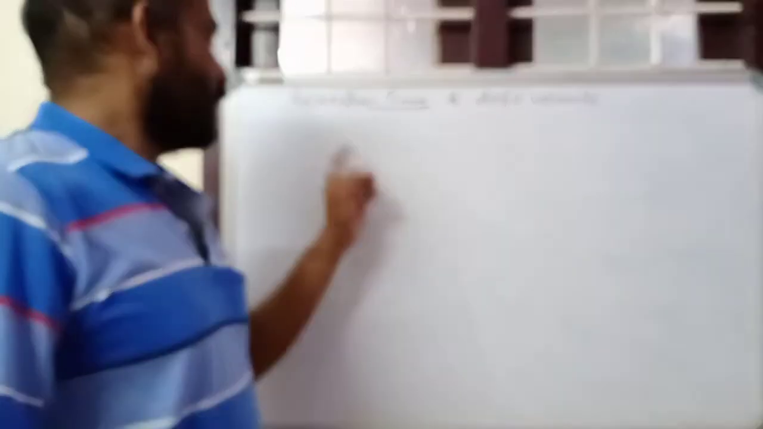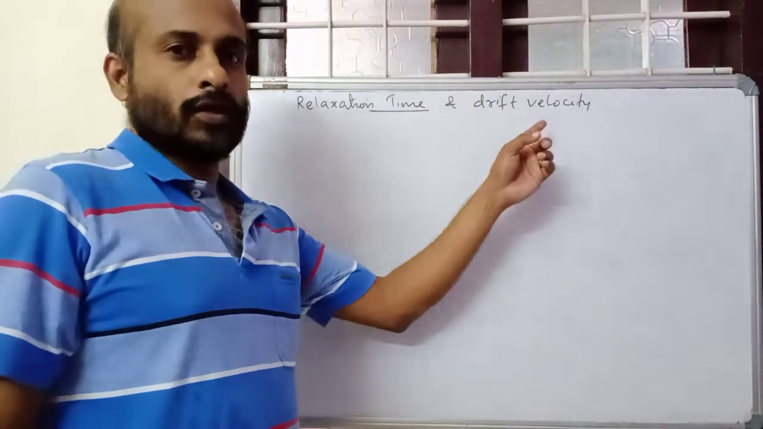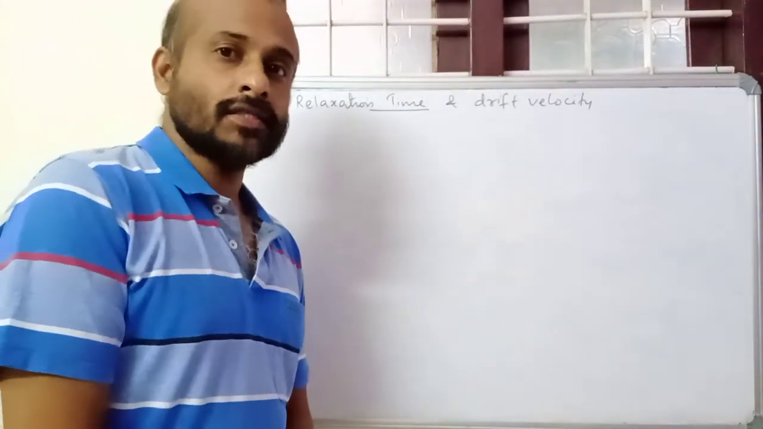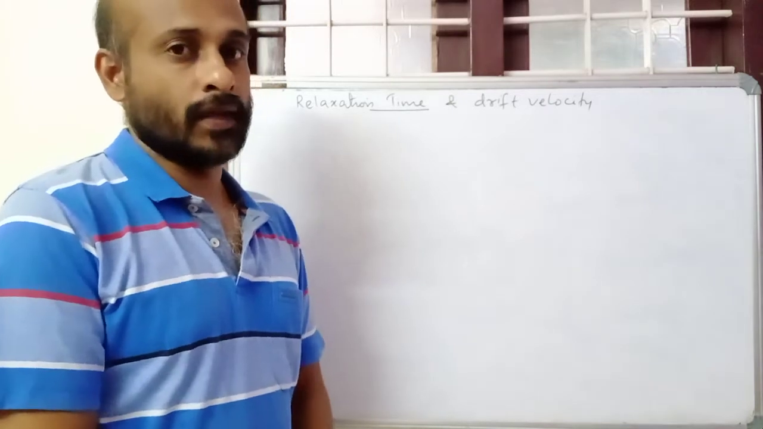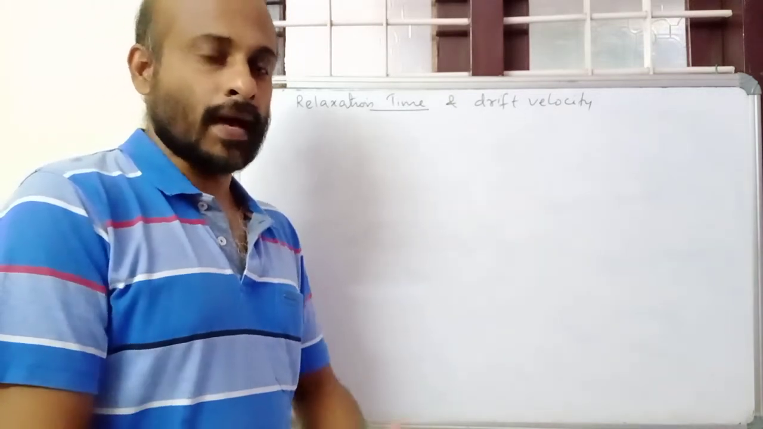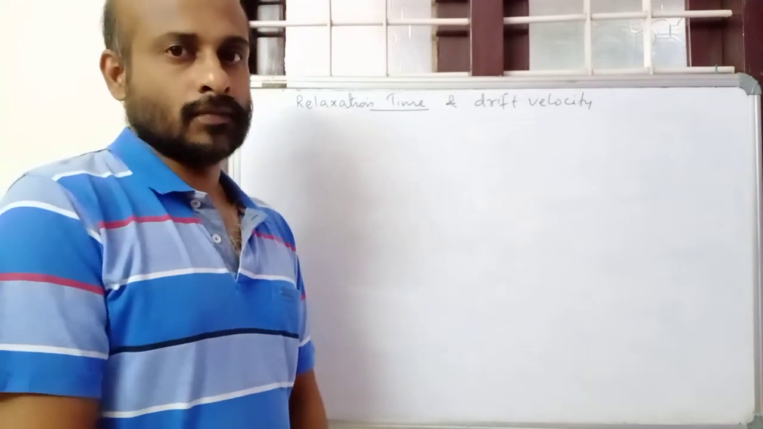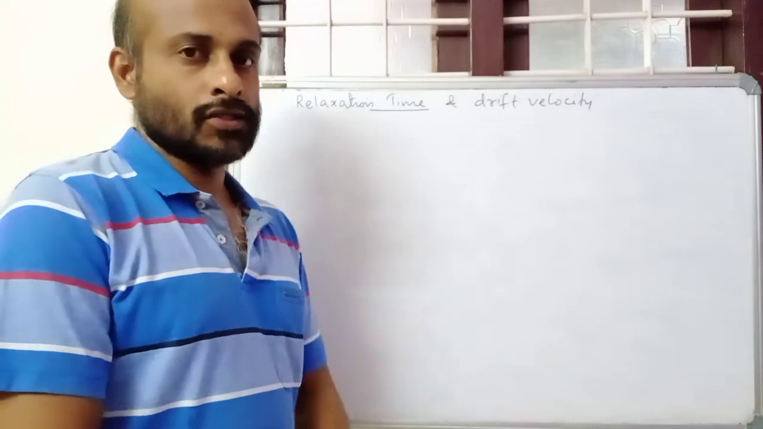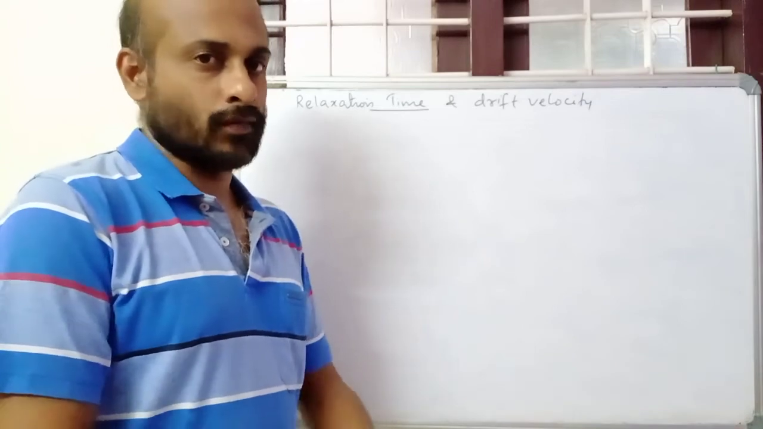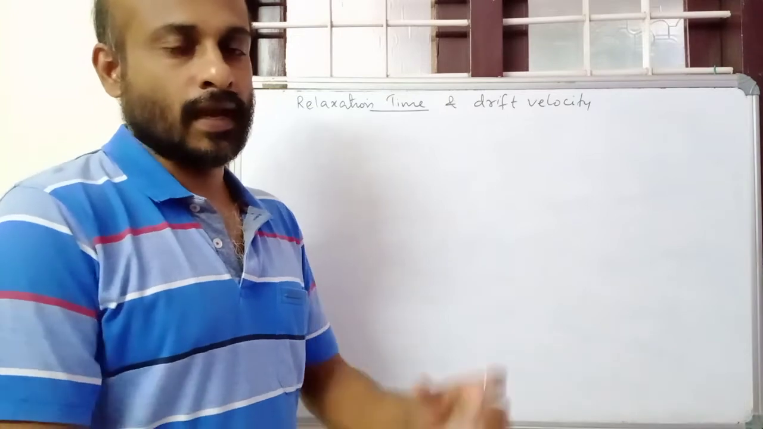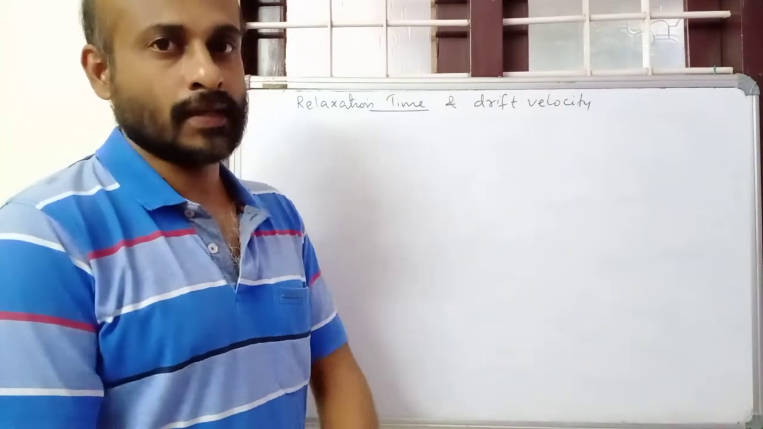Now we are going to see relaxation time and drift velocity. Relaxation time means the average time interval between two successive collisions. When we connect a battery to a conductor, the electrons undergo an acceleration, and they collide with each other. During their collision, their velocities will change. So between two successive collisions, the average time taken is called relaxation time.